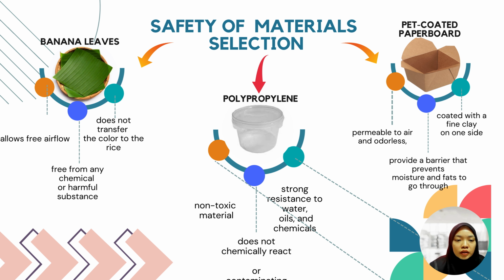Next is polypropylene. It is safe because it is non-toxic and it does not contain bisphenol A, which is BPA, and also does not chemically react or contaminate the food product. So polypropylene is an efficient barrier against biohazards like insects and other pollutants. Because of its strength, the packaging will be able to resist the handling, storing, and transporting stress without any damage.